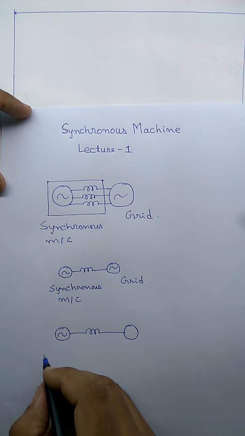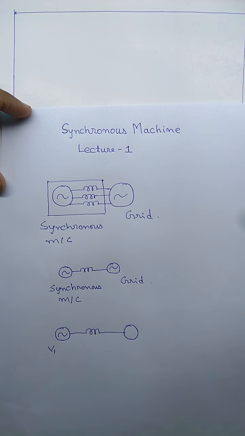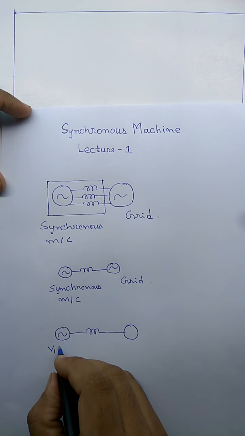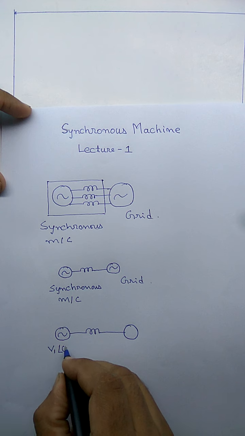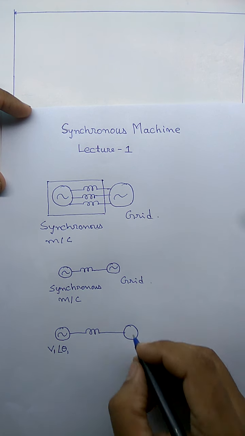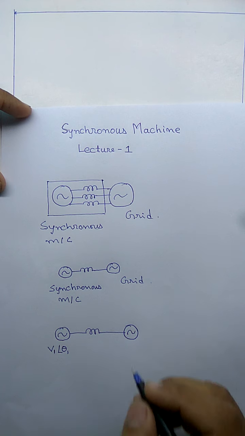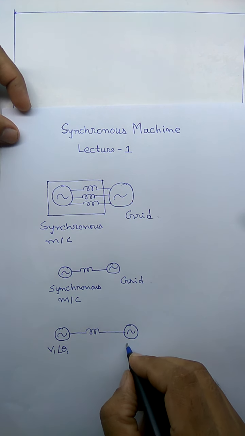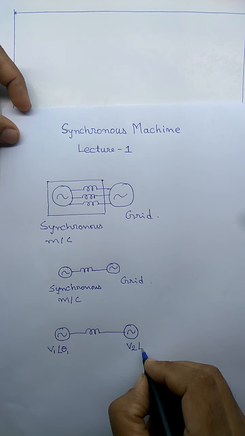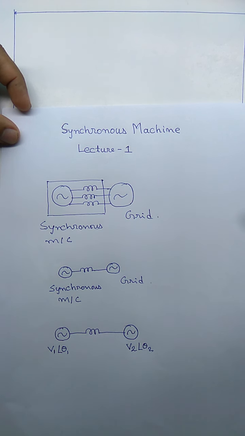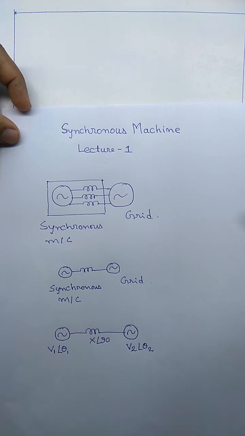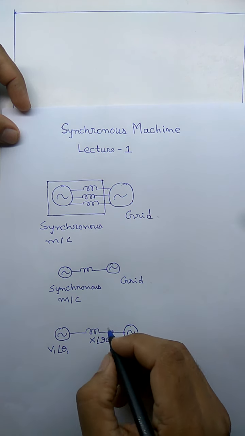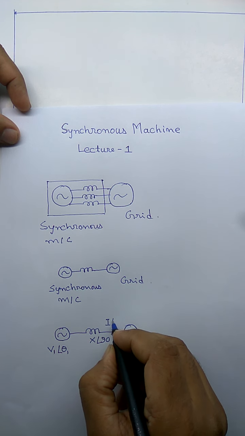This is my synchronous machine. So let's write this as V1. Since it's an AC source, it will have a magnitude and a phase angle. So let's say V1 at an angle theta 1. This is my grid. This is another AC source. So let's take this as another voltage source, V2 at an angle theta 2. And let's say that this is an inductance having an impedance X with a phase angle of 90 degrees. And let's say that the current flowing here is I at an angle theta.